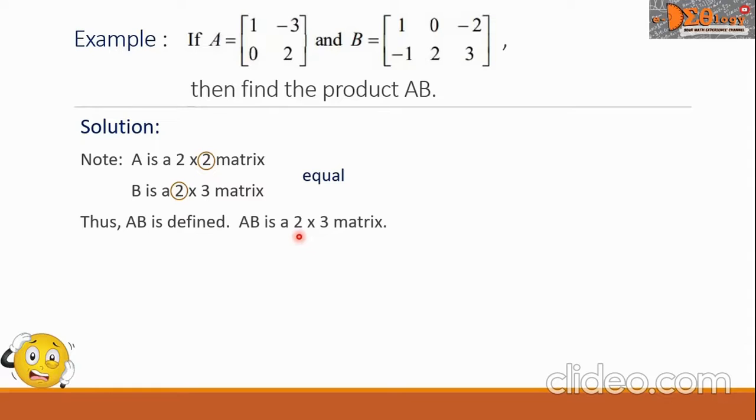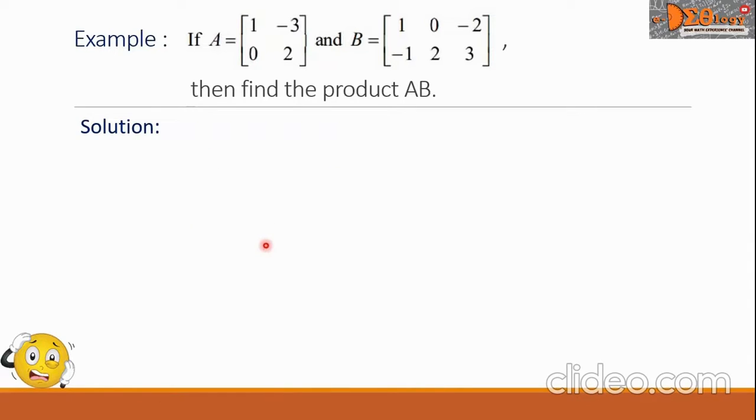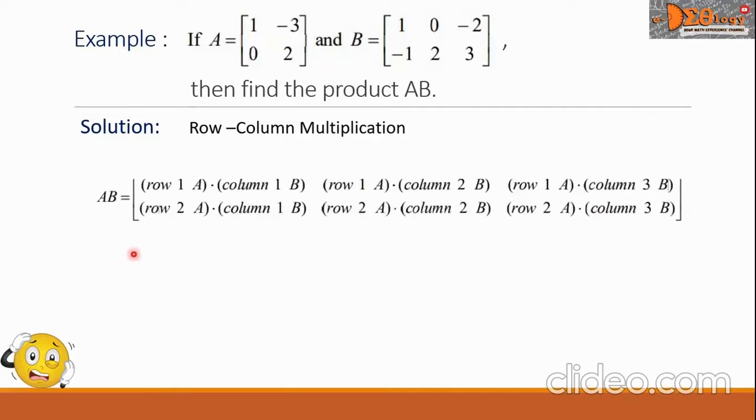Therefore, AB is defined. Then later, AB is a 2 by 3 matrix. The 2 here is the number of rows that comes from the row of A, and the 3 here is the number of columns that comes from the number of columns of matrix B. Then we will do row-column multiplication.